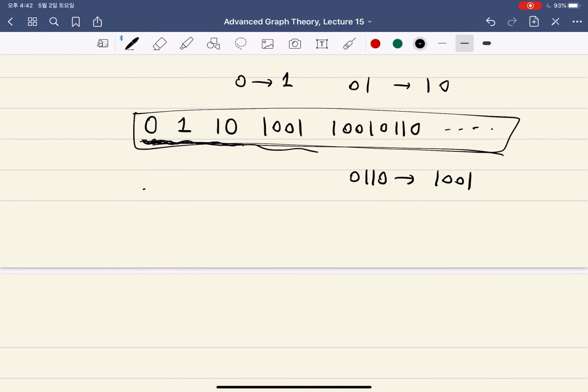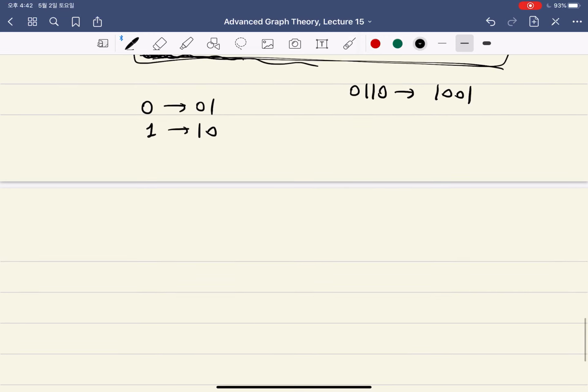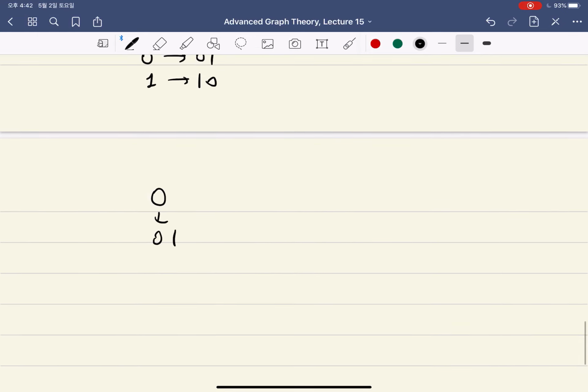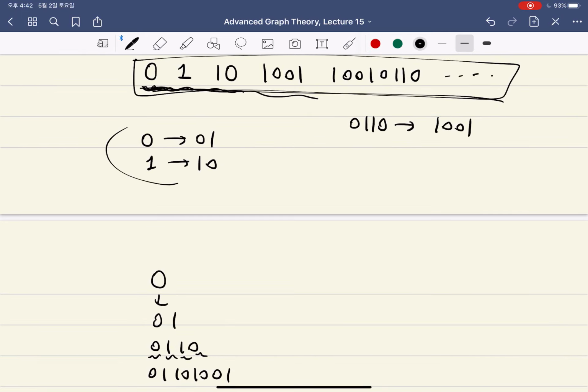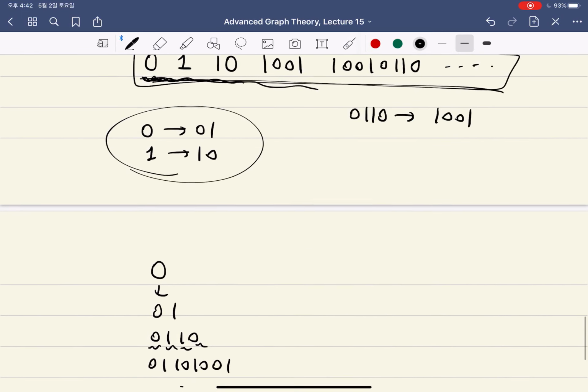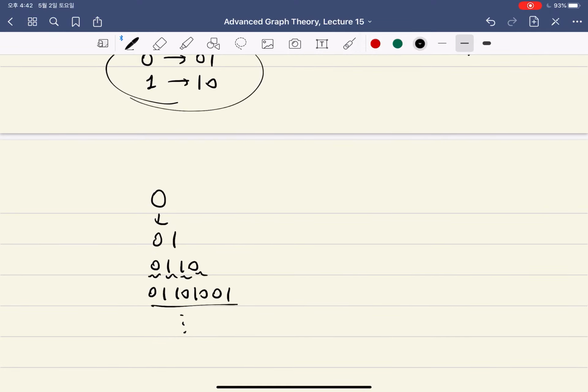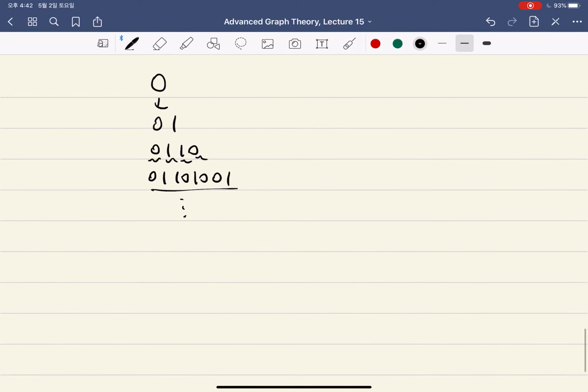Another way is that every time you see 0, you replace it with 0, 1, and 1 with 1, 0. Then you start with 0, and you replace it with 0, 1. And then here you have 0, 1. You replace 0 with 0, 1, and 1 with 1, 0. You keep replacing each digit according to this rule. Then you get the same sequence. So those are two equivalent ways of producing this Thue-Morse sequence.